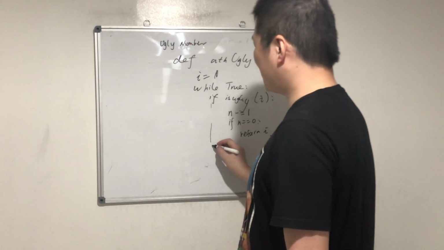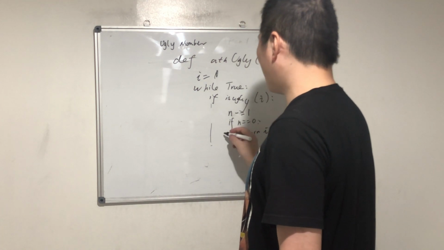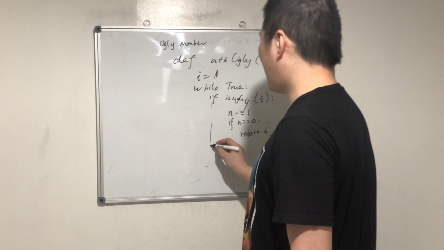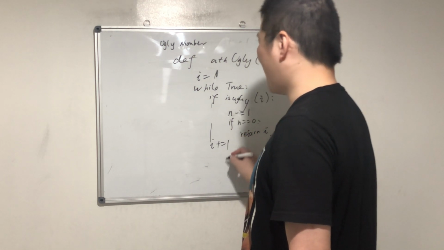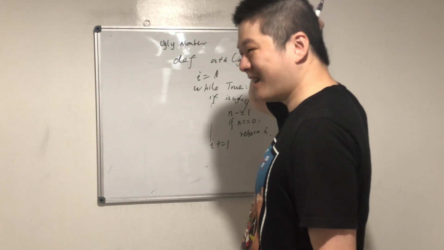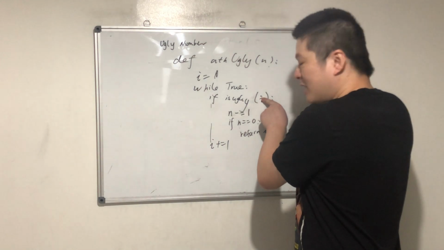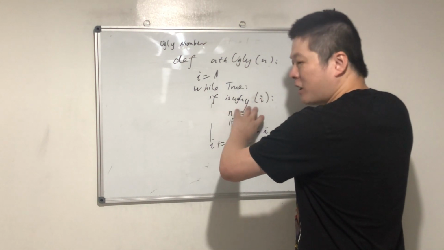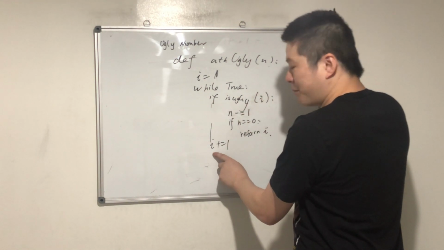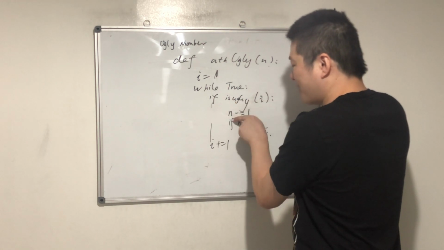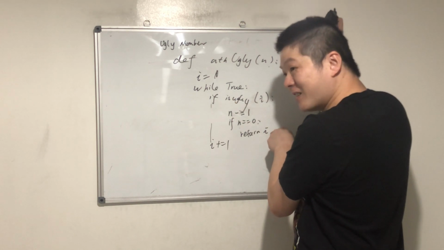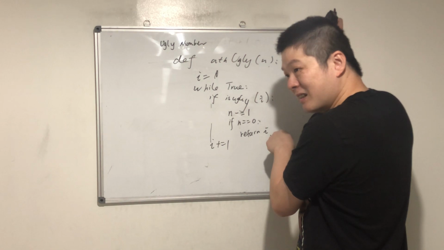Then, every iteration, if it's not an ugly number, I should do i plus equals 1 and check the next integer. So if 7 is not an ugly number, you will not count it. You will keep adding; 8 is an ugly number, so I reduce n by 1 and check if n is 0. Does it make sense? Yeah.